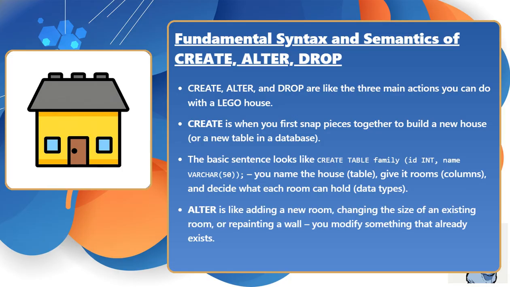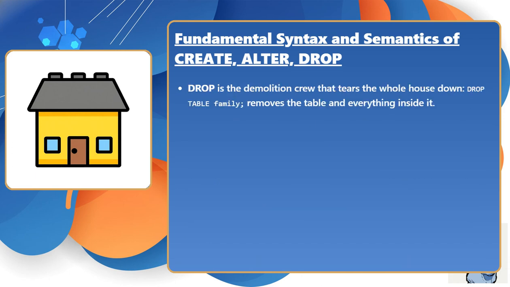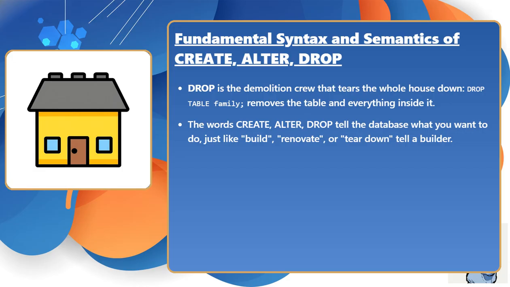Alter is like adding a new room, changing the size of an existing room, or repainting a wall. You modify something that already exists. Example: alter table family add birthday date, adds a new column. Drop is the demolition crew that tears the whole house down. Drop table family removes the table and everything inside it. The words create, alter, drop tell the database what you want to do, just like build, renovate, or tear down tell a builder.